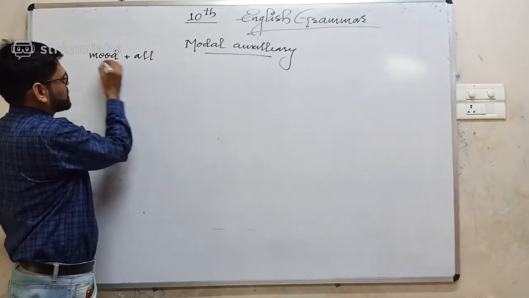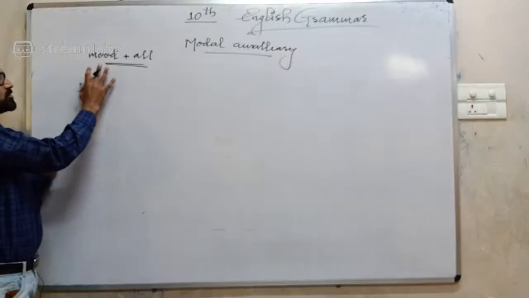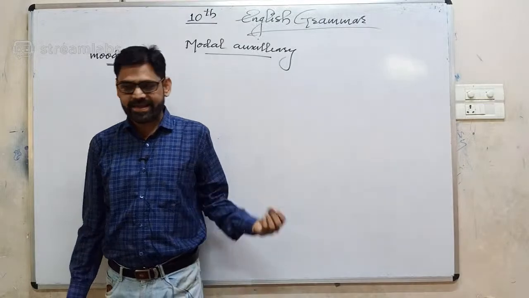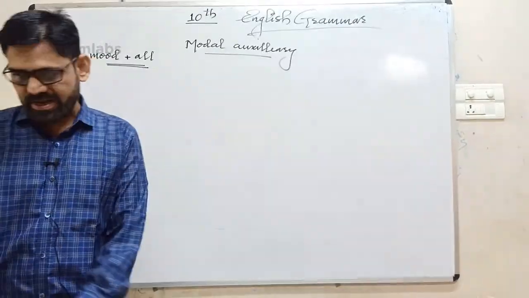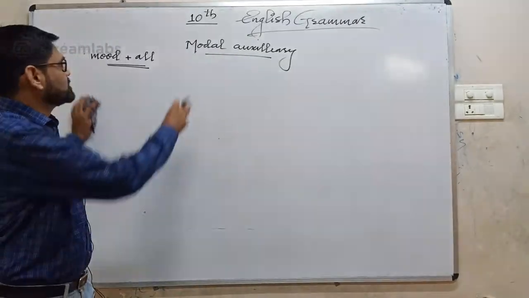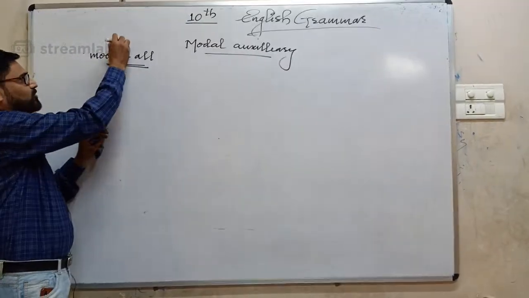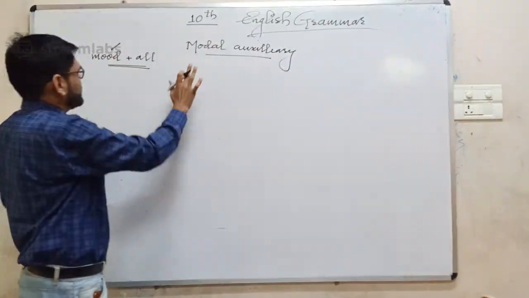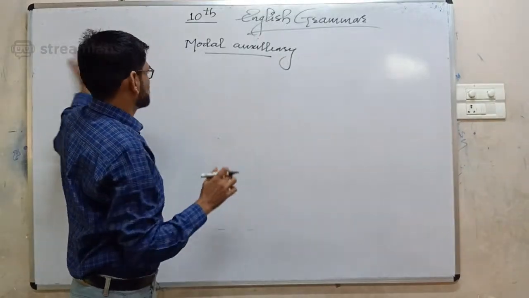These auxiliaries express all moods. So the word mood plus all, in short, is known as modal. This word M-O-D-A-L modal. Otherwise the spelling of the word model, namuna, is M-O-D-E-L. But because these auxiliaries stand for, they express different moods, that is why they are called modal auxiliaries.